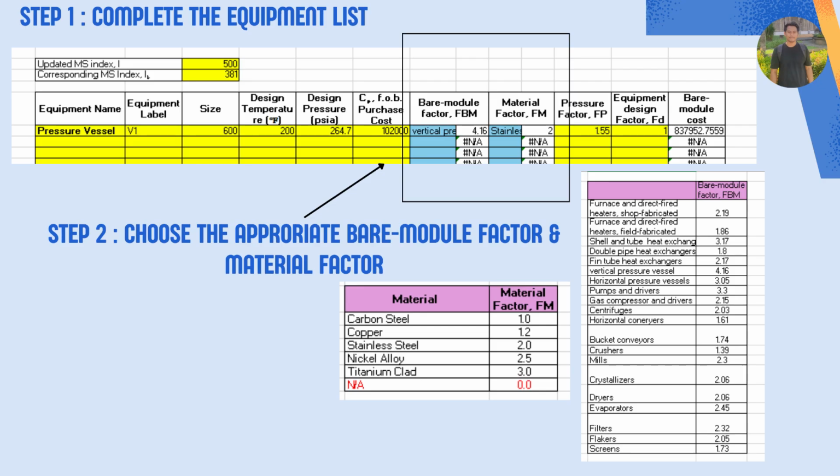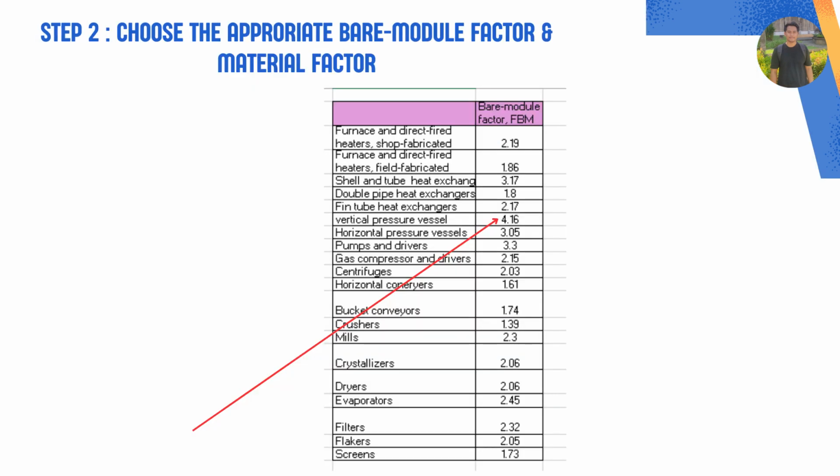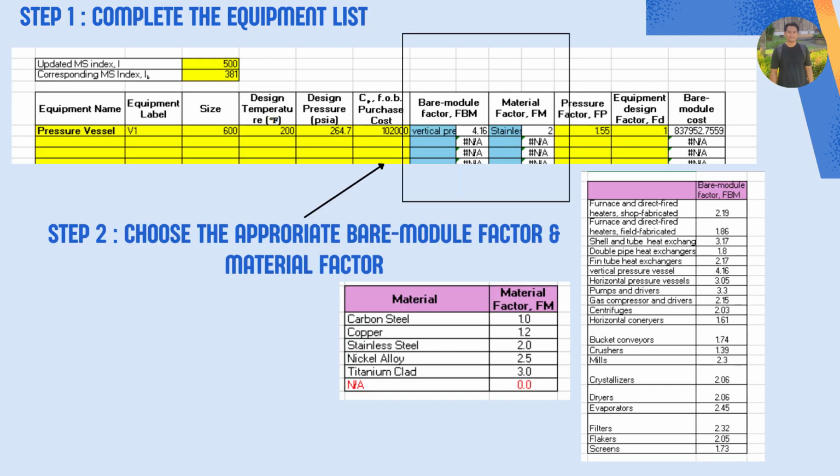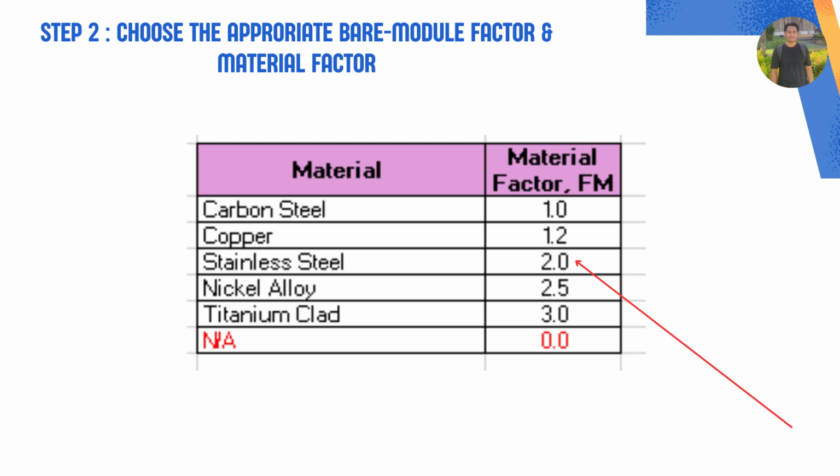After completing this equipment list, we jump to the second step, which is to choose the appropriate bare module factor and material factor. Based on the example, the bare module factor is for the vertical pressure vessel, and it will automatically show 4.16 in the table. For the material factor used for this pressure vessel, it is stainless steel. We just choose stainless steel in the blue box here, and it will automatically show 2.0 for the factor.